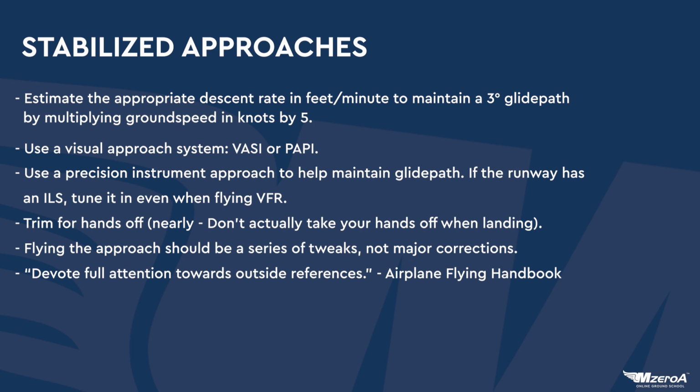Let me share with you some tips for really staying stable, as we'll call it here. Estimate the appropriate descent rate in feet per minute to maintain that 3-degree glide path. You can do that by multiplying your ground speed in knots by 5. An easier tip is, hey, VASI and PAPI are there to help you. Use them. If there is an actual approach, I can't tell you how many times I've been visual and I'll still tune up the ILS or GPS approach just to help me on my way down. All modern GPSs now have an actual visual approach that you could follow just for a little bit of help.